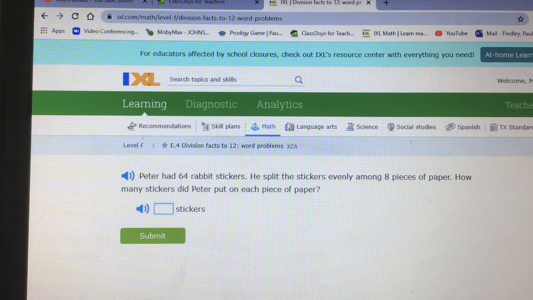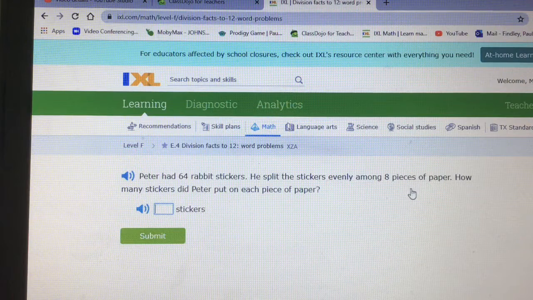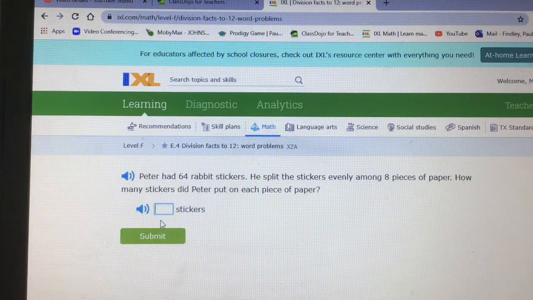Okay, there's just more problems like this. This says Peter had 64 rabbit stickers. He split the stickers evenly among 8 pieces of paper. How many stickers did Peter put on each piece of paper? So this time we have 8 pages, and we're putting 64 stickers on the pages. So you would look on row 8 of your chart, go across the row until you find the 64 stickers, then look up and find out how many stickers are going to go on each page.